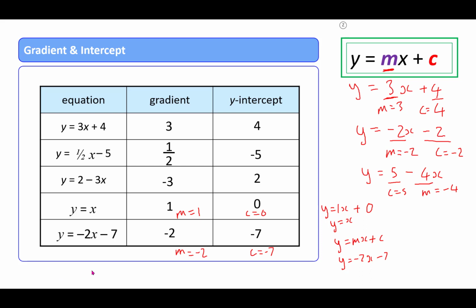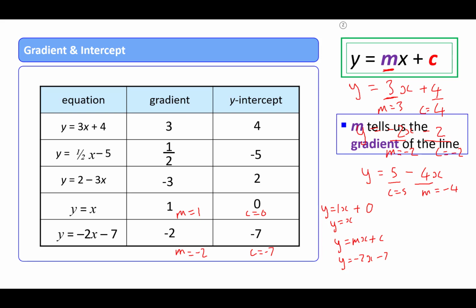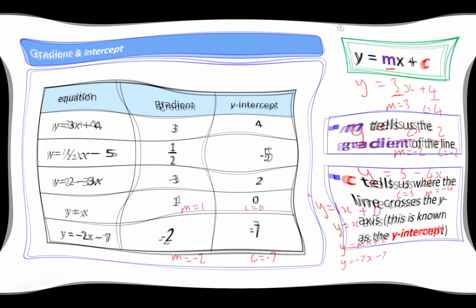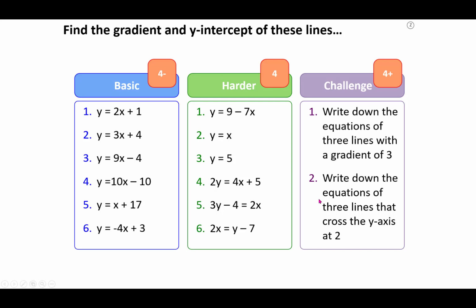Yep, m tells us the gradient of the line, remember that, and c tells us where the line crosses the y-axis, known as the y-intercept. Right, give those a go now. Basic: see if you can think through harder. And challenge, just think through it. I will explain it later. Pause the video, give those a go.